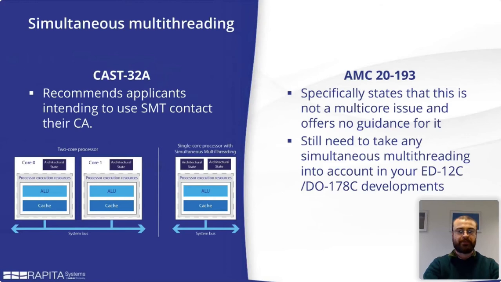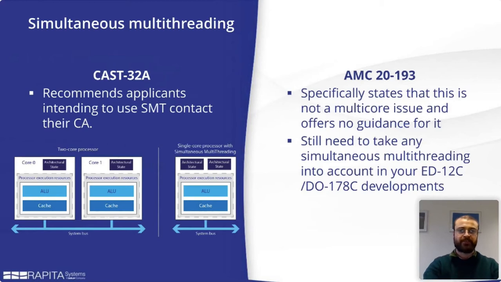Now, for those of you who are perhaps not familiar with this, this diagram should hopefully help me explain. So on the left in this diagram, we have a multi-core system where we have two cores which are connected by a shared bus. And each core has its own execution resources. So it might have its own ALU, its own floating point unit, its own load store unit, and its own caches. It also has its own architectural state. So this is things like its context registers, for example. And so this processor, it's a multi-core processor. It can execute two threads truly simultaneously.